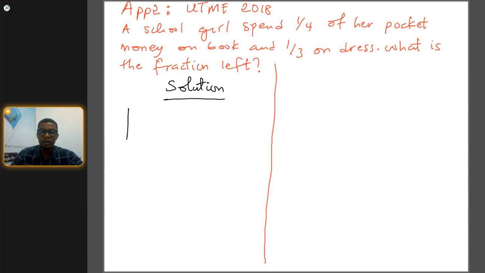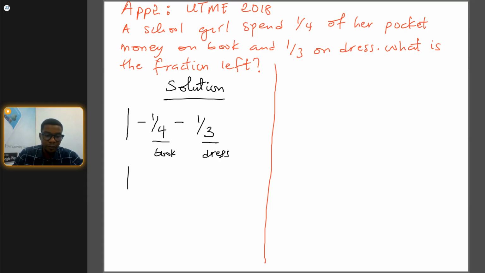Now, if she's spending 1/4 of her pocket money, that means we'll be subtracting 1/4 from her pocket money. So we have minus 1/4. Also, she spent 1/3, minus 1/3. So this was spent on book and this on dress. The operation used was minus, because we are going to subtract those fractions from our pocket money, which is represented as 1. So let's proceed to simplify that and have the response.